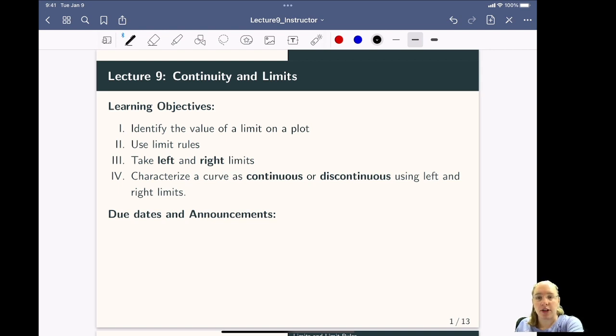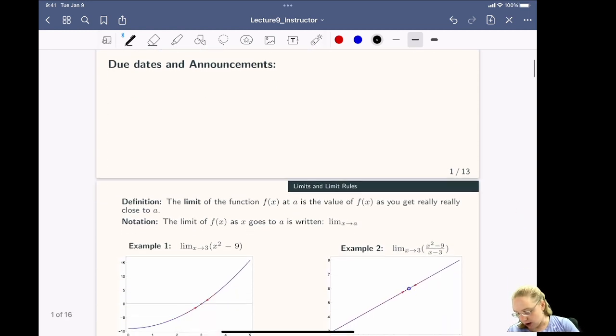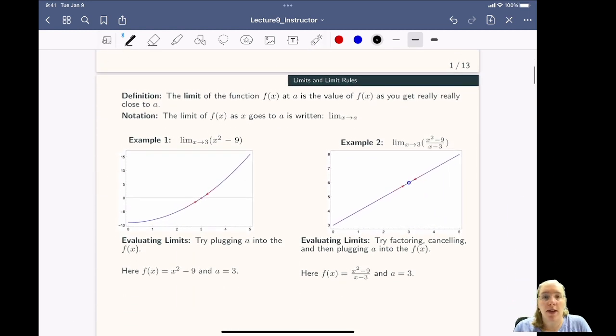And welcome to Lecture 9 on continuity and limits. All right, so first of all, let's talk about what a limit is.